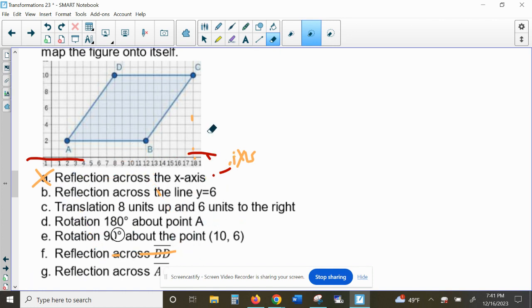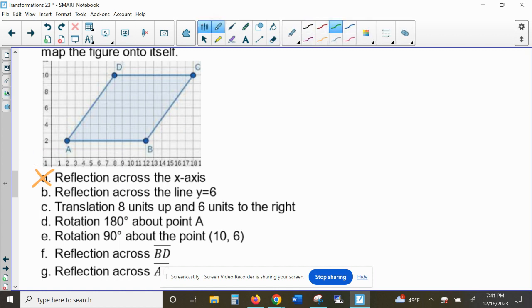The next one, it says I'm going to reflect across the line y equals 6. So the line y equals 6 means that I need to go onto my y-axis and go to 6, which is right here. And it's going to be a horizontal line right there.